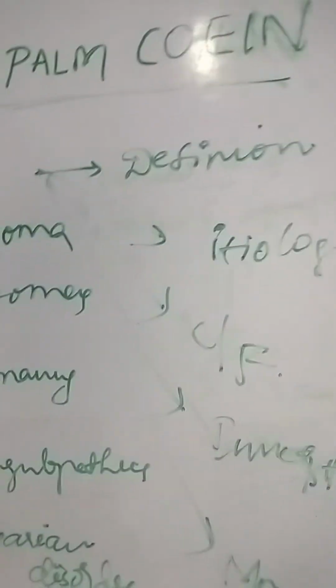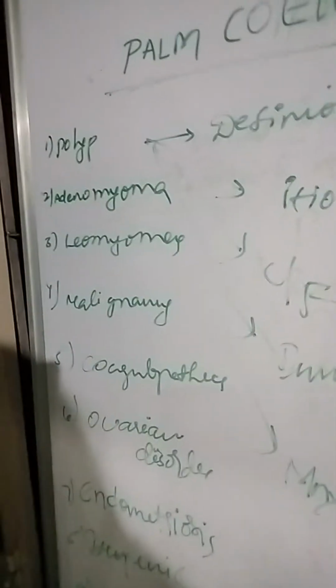See, the PALM-COEIN classification is divided into structural and non-structural causes of menorrhagia, or bleeding through the vagina from the uterus, or any bleeding. First of all, P for polyp, adenomyoma, leiomyoma, malignancy, coagulopathies, ovarian disorders, endometriosis, iatrogenic causes, and N for not yet classified.